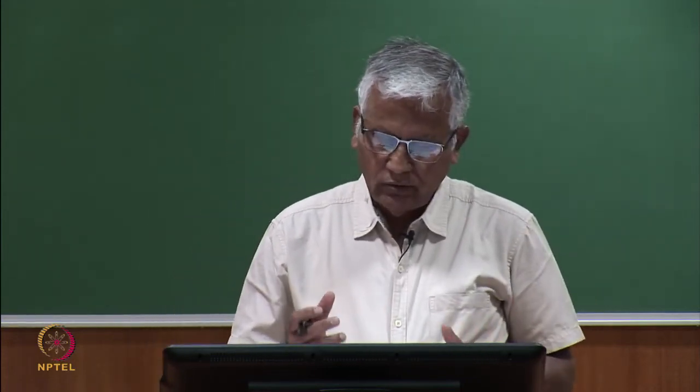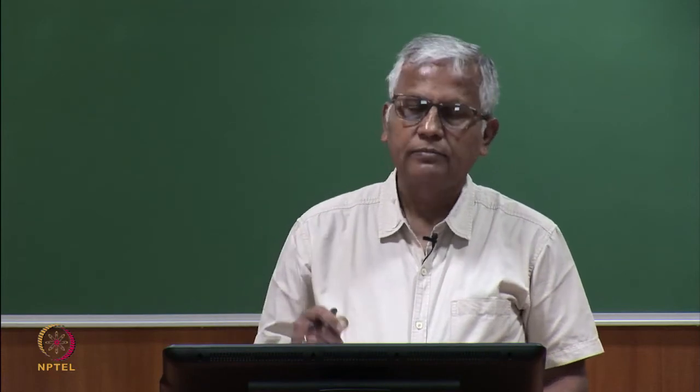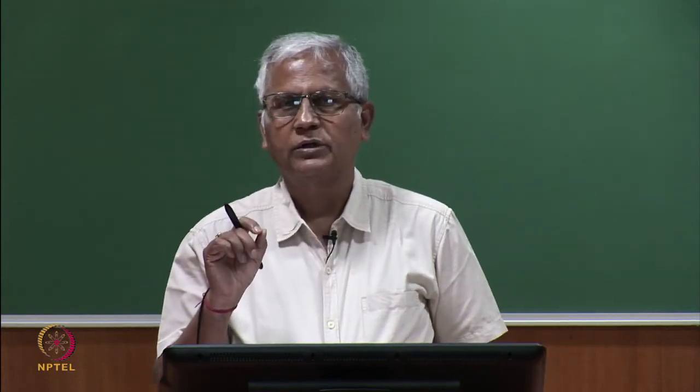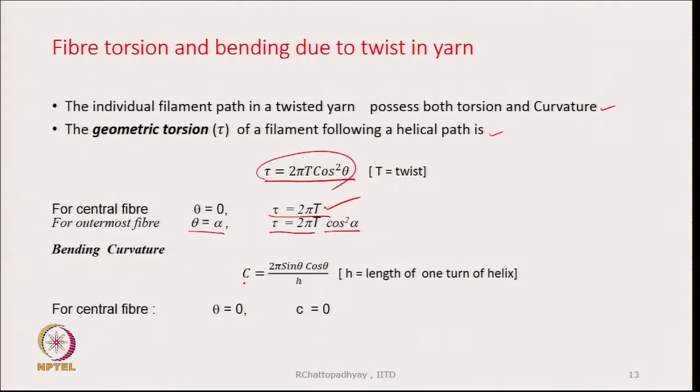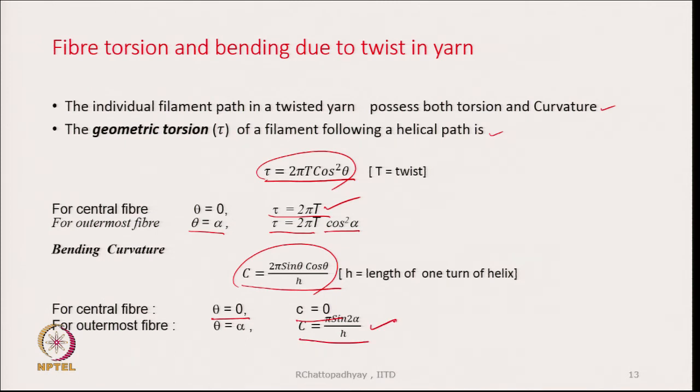So, torsional deformation will be maximum for the central fiber and it will be minimum for the fiber at the surface of the yarn. And if you look at the bending curvature given by these equations, for the central fiber theta is 0 and therefore C is 0, it has no bending because it is at the center part of the yarn. So, there is no bending at all, but for the outermost fiber on the surface of the yarn, C is going to be pi sin 2 alpha by h.